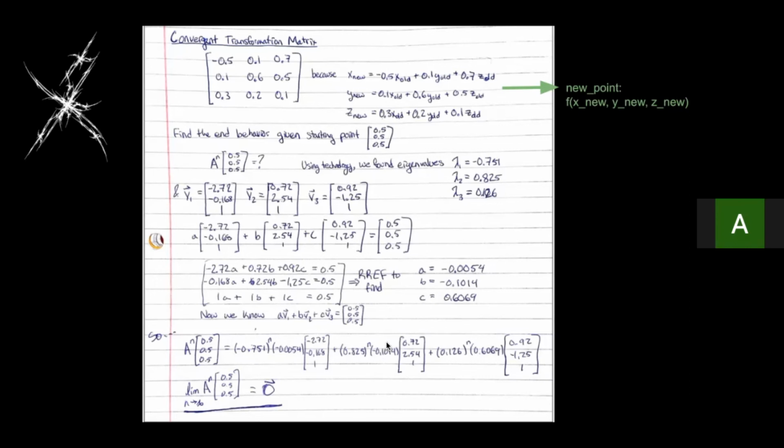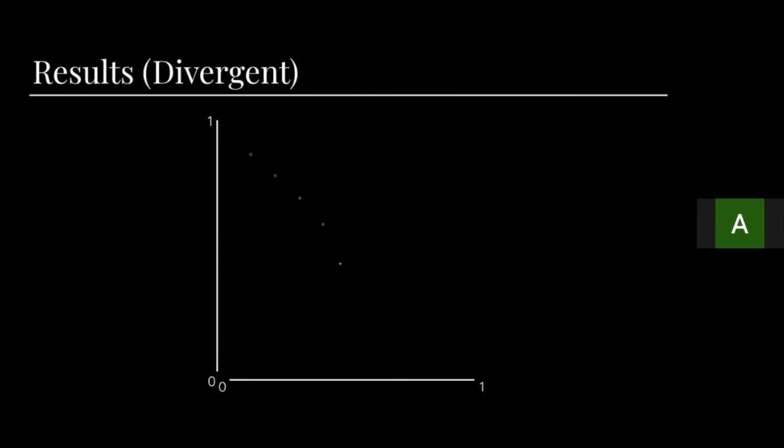So for the exact same ninja star fractal, just with different eigenvalues, we get a nearly blank screen with just a couple points on it. And this is because the points are getting so big so fast that they can't even be rendered to the screen anymore.